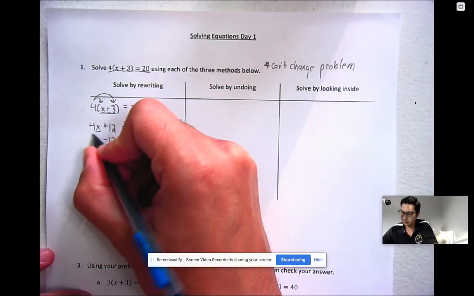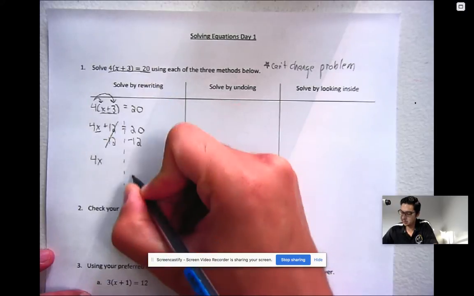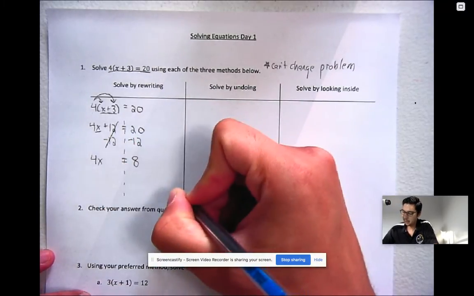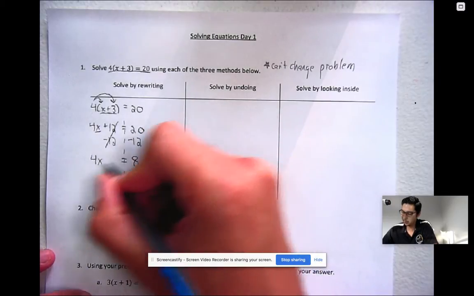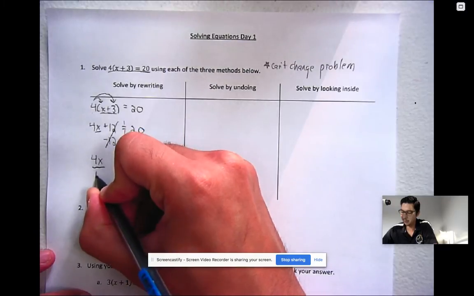Rewrite the problem. We didn't do anything with 4x, so that comes down. 12 minus 12, well, that's 0. Bring down the equal sign, and 20 minus 12 is 8. And then we have 4 times x equals 8. Well, what's the opposite of multiplication? Opposite of multiplication is division, so you divide by 4.